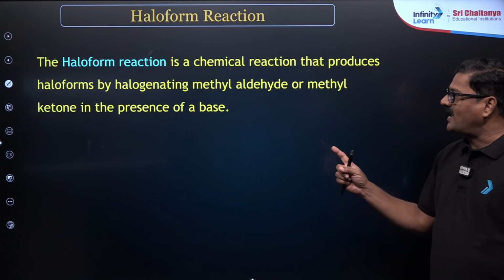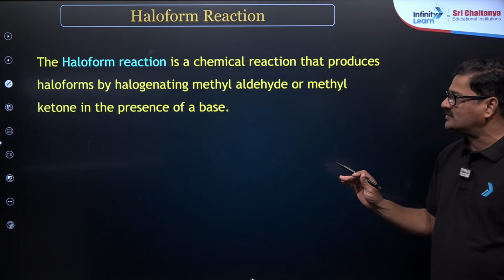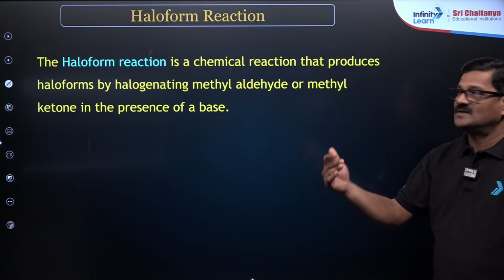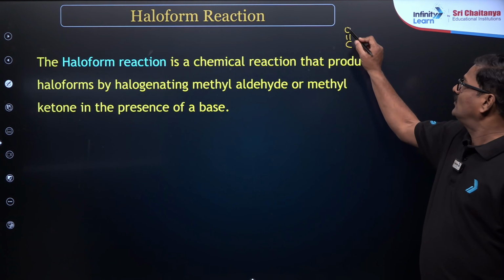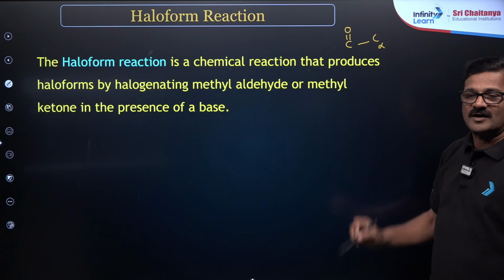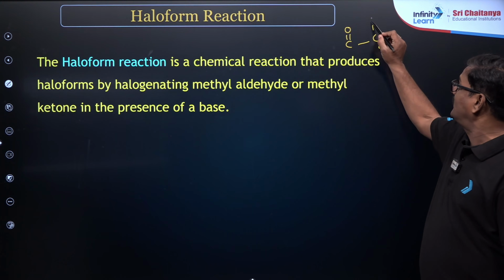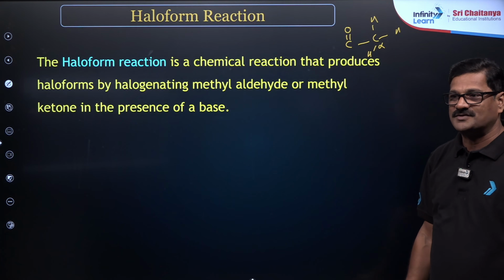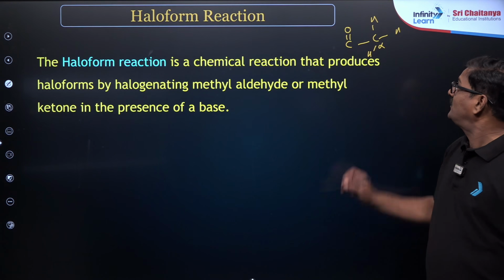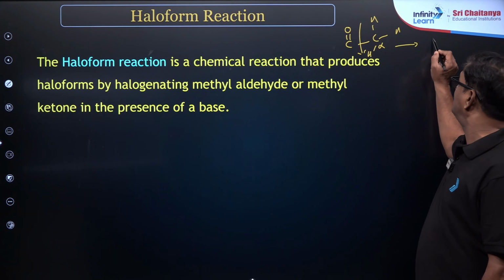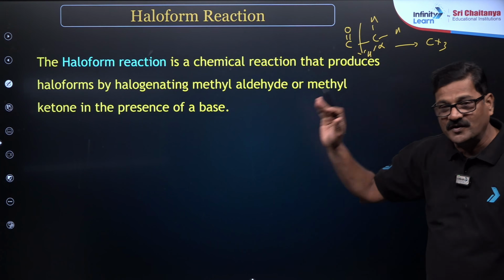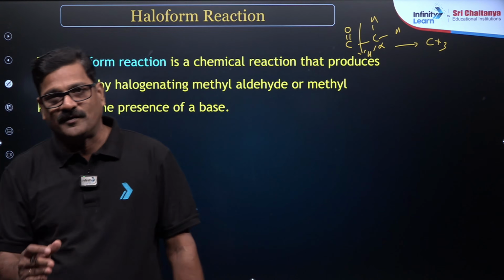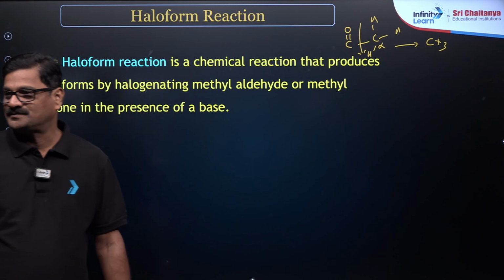And another one, the haloform reaction, is a chemical reaction involving alpha hydrogens. So this is C double bond O. This is called the alpha carbon and the alpha hydrogens are replaced with a halogen. This is called the haloform reaction. In this reaction you are going to see CX3. If it is with iodine you can say iodoform. If it is with chlorine you can say chloroform, with bromine you can say bromoform.